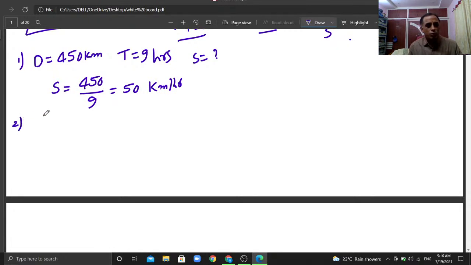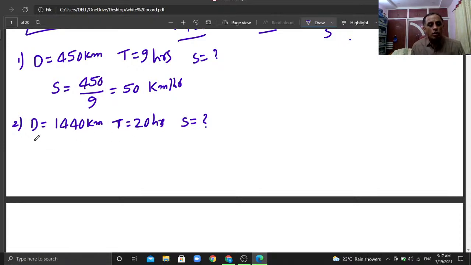Next question, write the second question. A person traveled 1440 kilometer in 20 hours. Then find its speed. It is similar to the previous question.